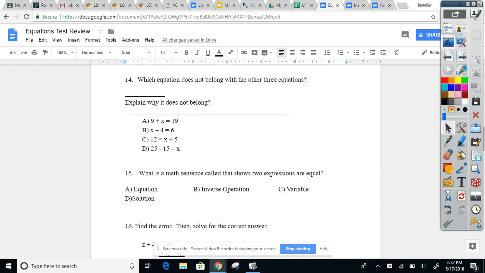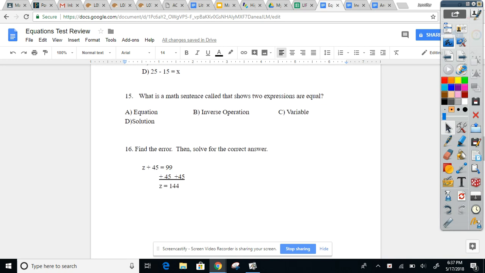Number 14, it says which equation does not belong with the other 3 equations? Explain why it does not belong. Okay, so if you know how to solve equations, then you can answer this question. Basically, you're going to look at A, B, C, and D. You're going to solve all of them, solve for x, and it will tell you which one does not belong.